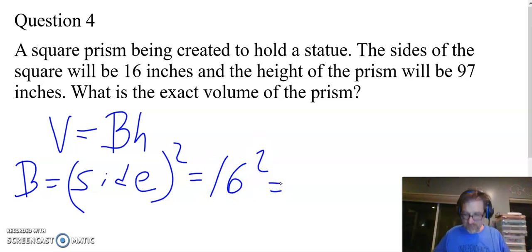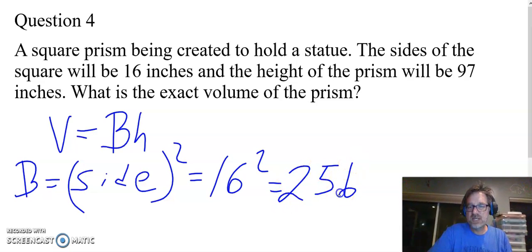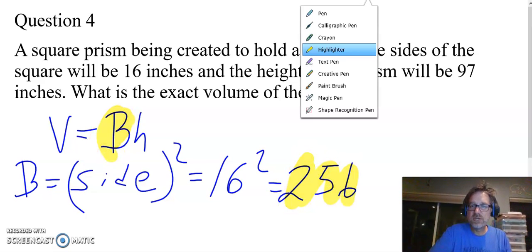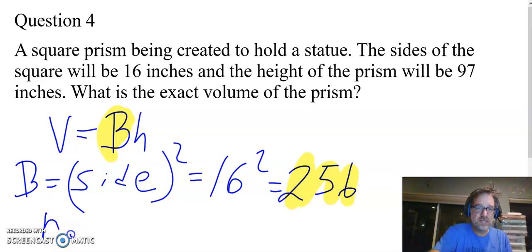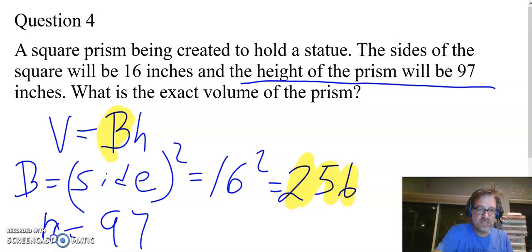And then, of course, you've got to get out my calculator. So I am going to do 16 squared, and we get 256. So that is the area of the base. We found big B, 256. Big B is my 256. Now I need to find little h. Little h is the height of the prism. Well, right here they say the height of the prism is 97. So I know the height of the prism is 97.